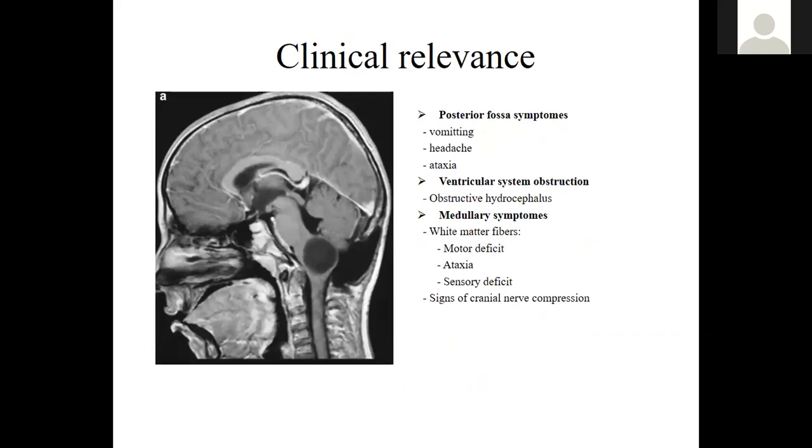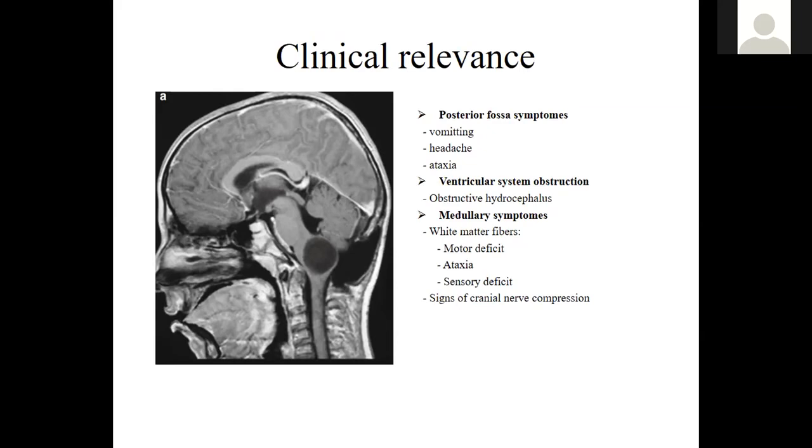Clinically, in cases of medulla oblongata tumors, we have clinical signs which vary according to the type of tumor. So we can have posterior fossa symptoms like vomiting, headache, ataxia, which can be linked to compression of either a spinocerebellar tract or the cerebellum itself. We have signs of ventricular system obstruction in case of compression, for example, at the level of the posterior wall of the medulla oblongata with compression of the fourth ventricle.